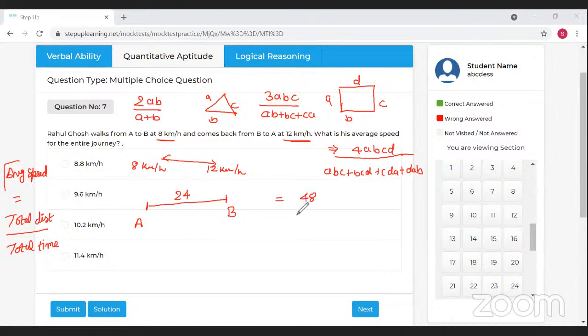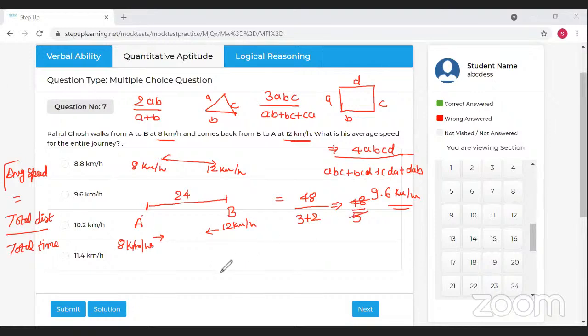48. Now, a person is going with the speed of 8 kilometers per hour. How long will that person take going from A to B? 3 hours. The person travels back at the speed of 12 kilometers per hour. How long will that take? 2 hours. 3 plus 2 is 5. 48 divided by 5 is 9.6 kilometers per hour. That is your answer.